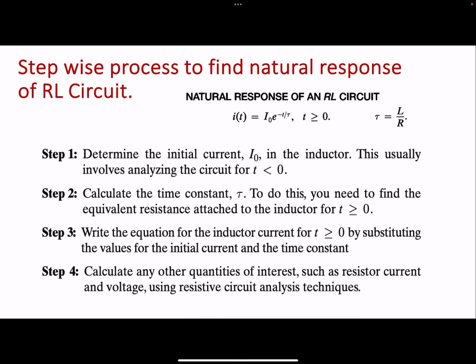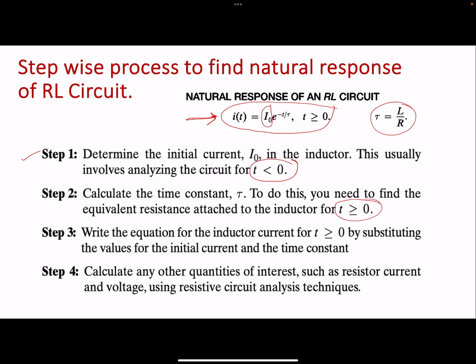So this is where we stopped, and I told you that you can use the stepwise process for solving some of the example problems. Please remember that, right? This was the natural response of an RL circuit, with the equation for the current being I naught e raised to power minus t over tau. Step number one is finding the value of I naught by analyzing the circuit before the switching event, t is less than 0. Then find the value of tau after the switching event, then substitute both values of tau and I naught into this equation, and then solve the rest of the circuit.